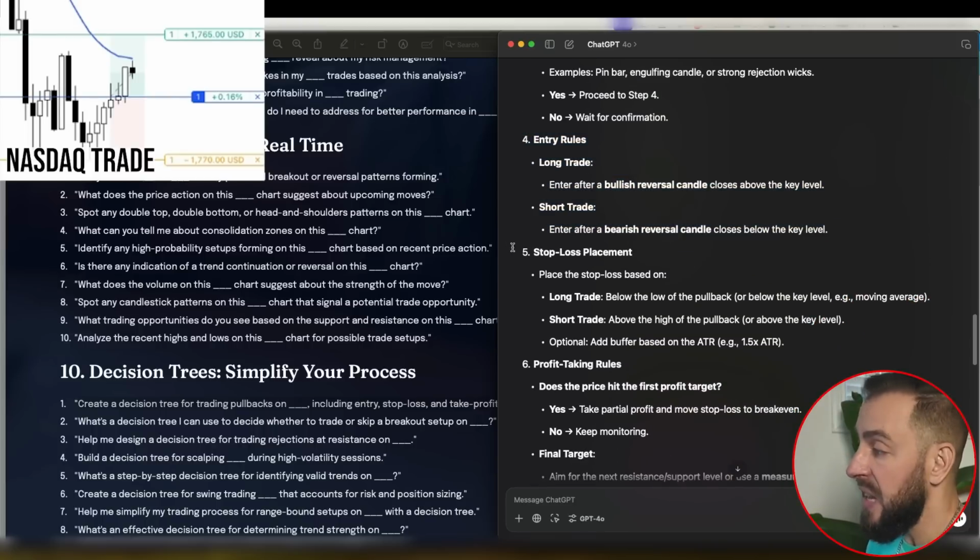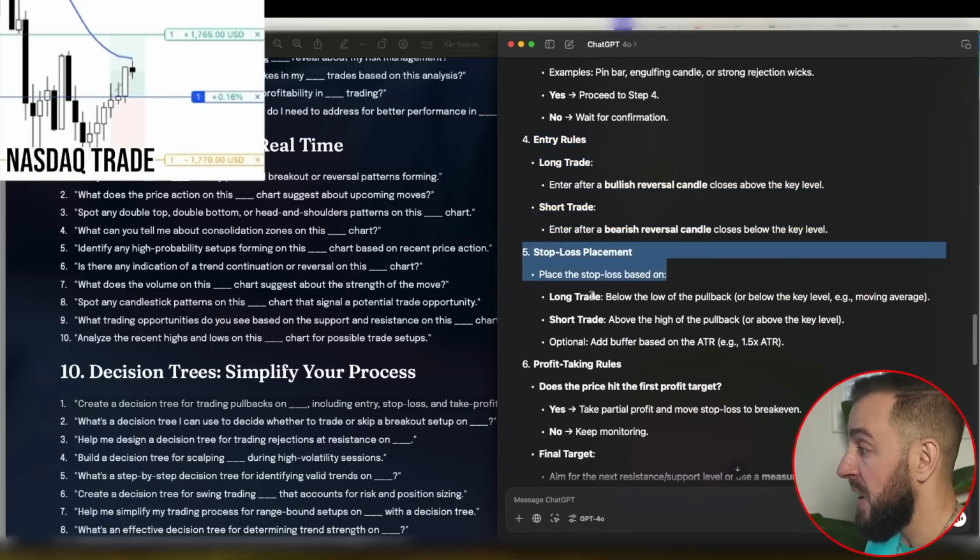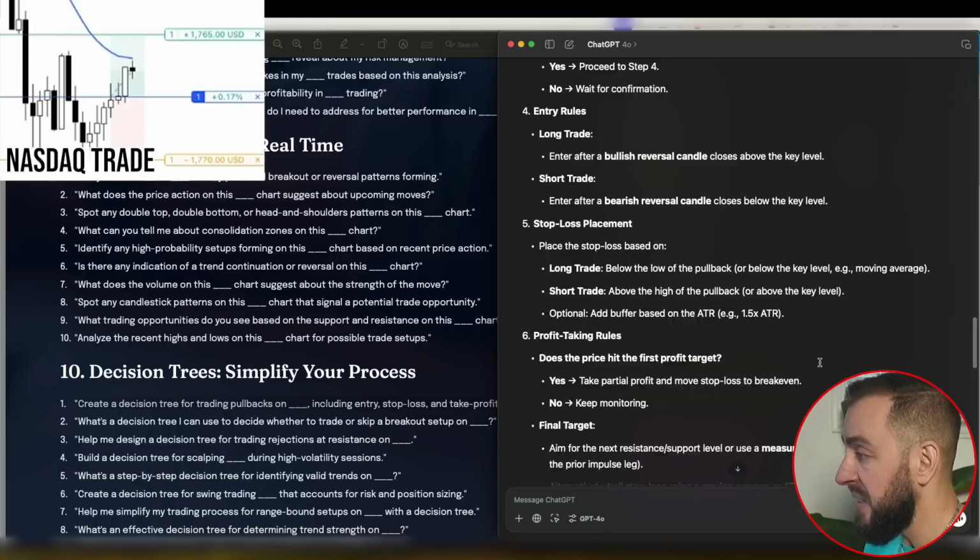Awesome. 5, stop loss placement. Place the stop loss based on, for the long trade, below the low of the pullback, or for the short trade, above the high of the pullback. Optional, add a buffer based on the ATR. I like that. Great suggestion.